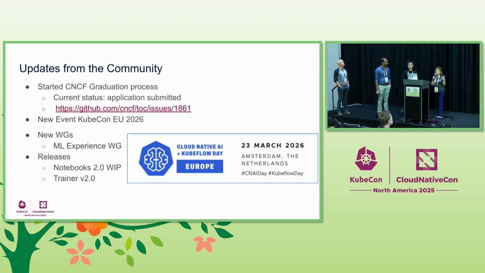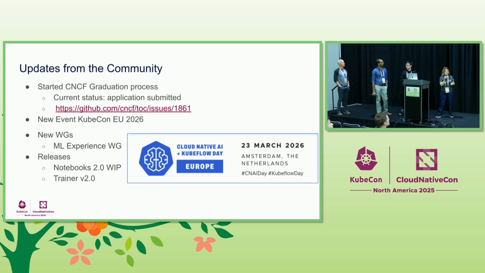But also there is a new event that we are bringing. So we are bringing Kubeflow Summit, but also Cloud Native AI for KubeCon Europe. So please take a look, join us. And the other thing is the new working group ML experience that we have that is focused on the whole user experience with Kubeflow SDK to simplify the user experience and removing the complexity. So you don't need to worry too much about YAML files and Kubernetes and so on.